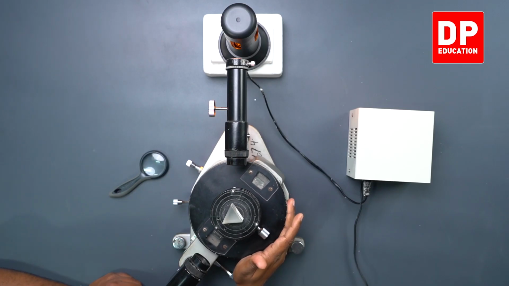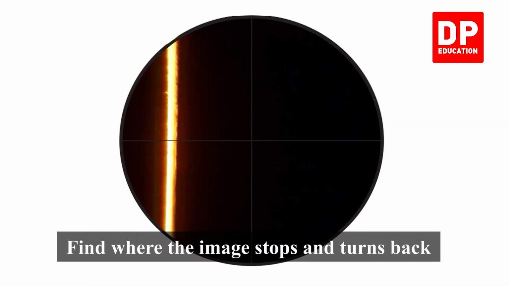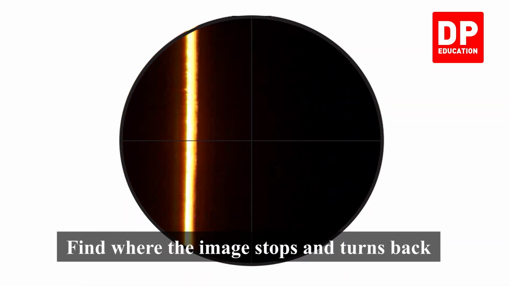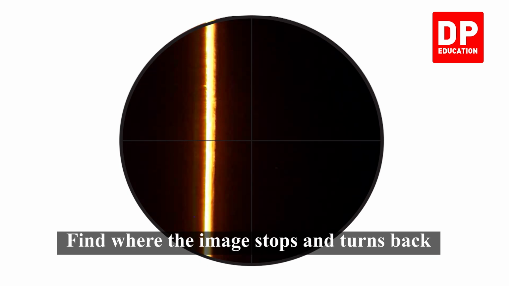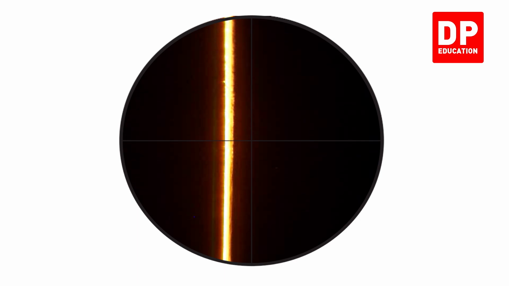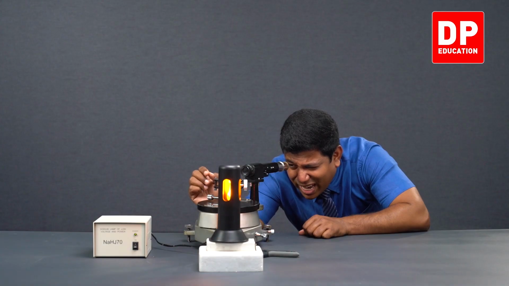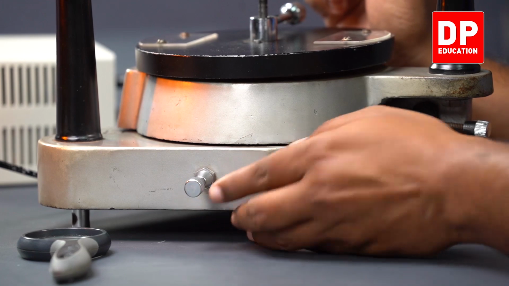Right. This is the minimum point of the image. So this is the minimum deviation point. I need to align the crosswire. Still there is a gap between the vertical line and the image. So let's do this fine tuning with this one.